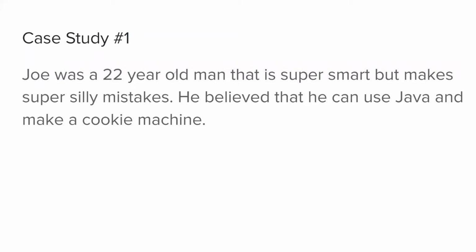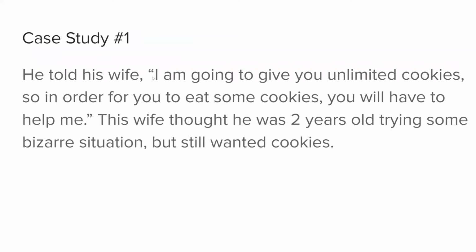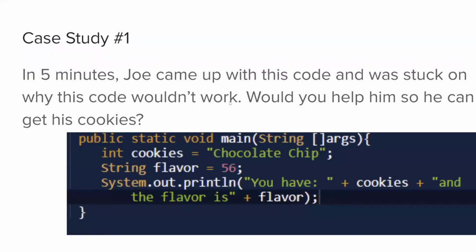Joe was a 22-year-old man that is super smart but makes super silly mistakes. He believed that he can use Java to make a cookie machine, okay? So he told his wife, I'm going to give you unlimited cookies. So in order for you to eat some cookies, you will have to help me. His wife thought he was 2 years old, trying some bizarre situation, but she still wanted the cookies. So she decided to help him.